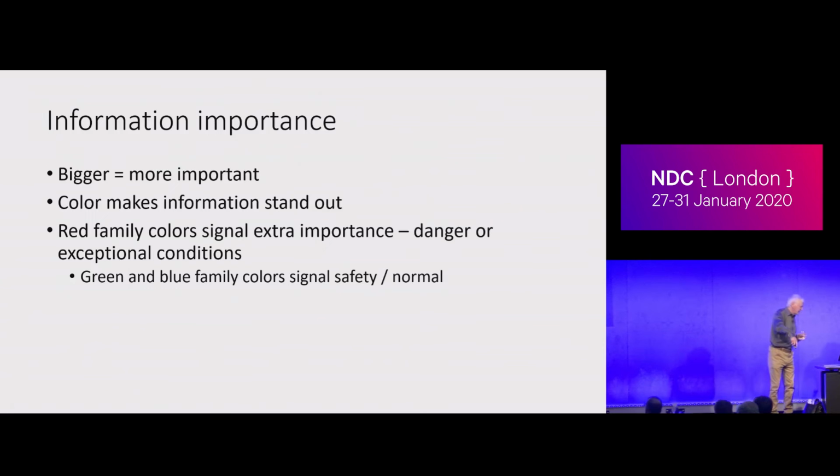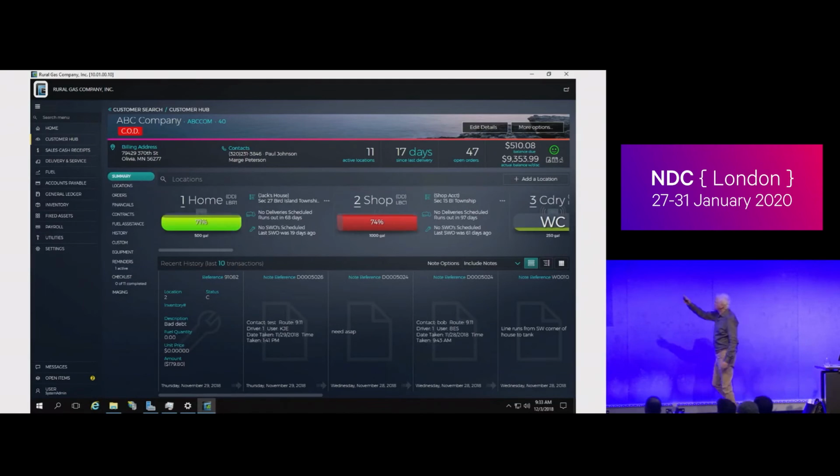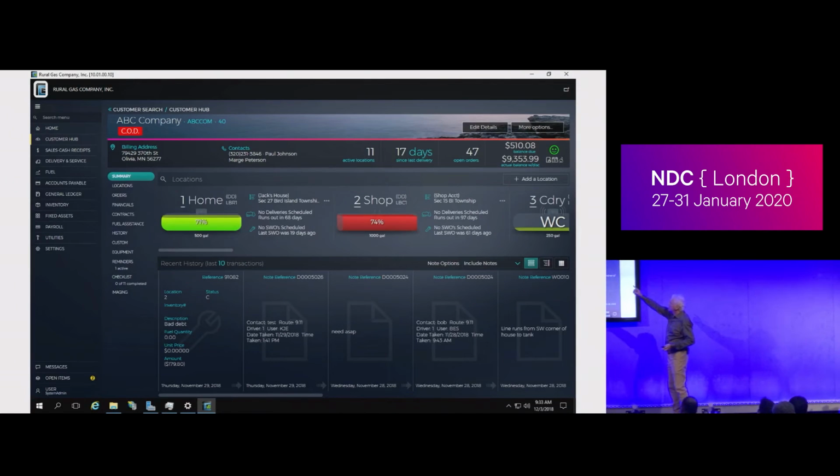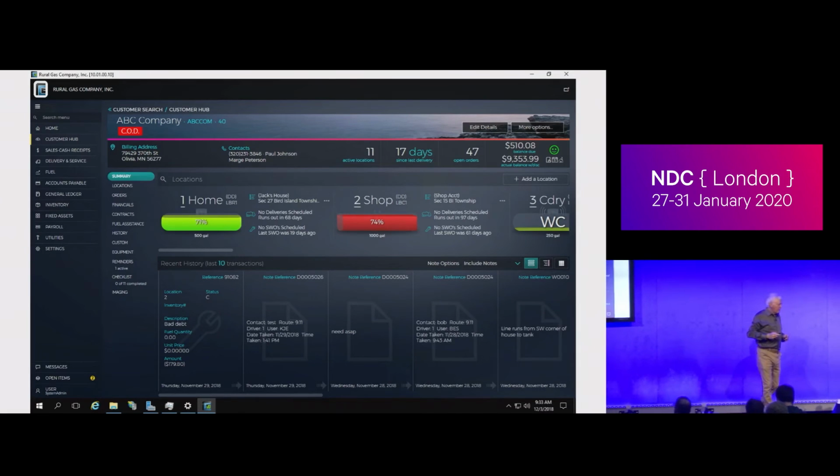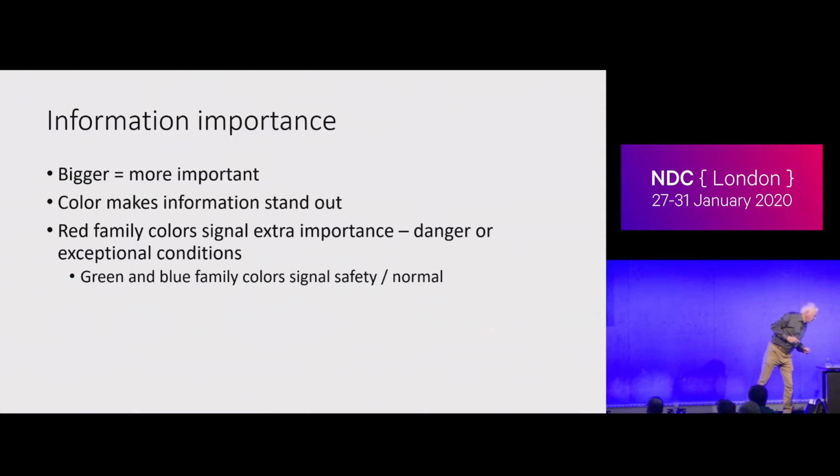But color makes information stand out as well as being bigger. Red family colors, of course, signal extra importance or danger. Green and blue are more safety and normal. So back to this screen, we see the red calls out the COD up there, and the green up there tells us that we're okay.